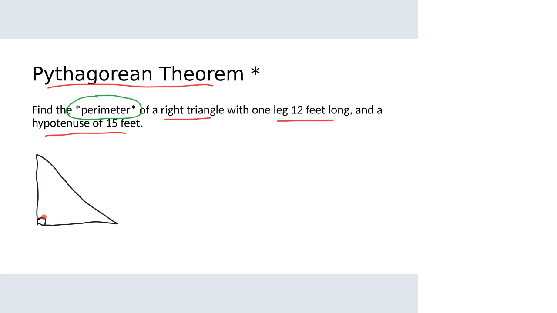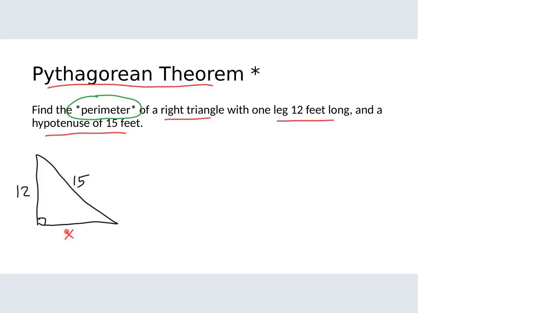So here I've got a right triangle. One of the legs is 12 feet long and the hypotenuse is 15 feet long. So I've got it labeled. And now what I'm asked to do is find the perimeter. Well, the first thing I've got to do if I want to find the perimeter is I need to know how long this leg is down here.